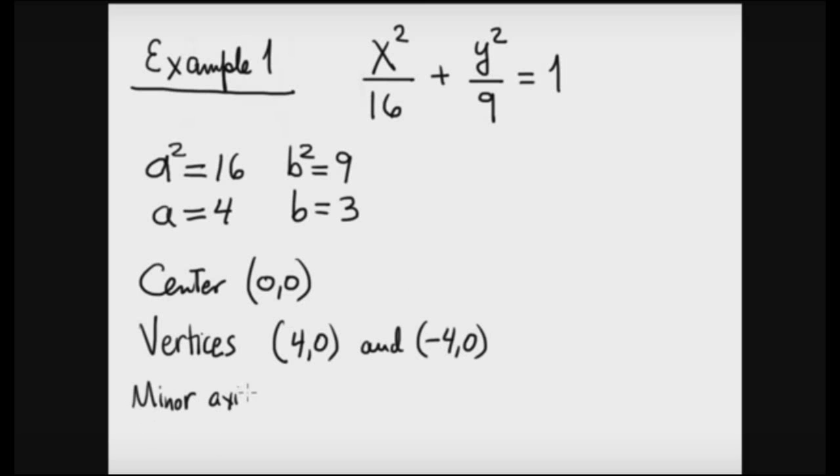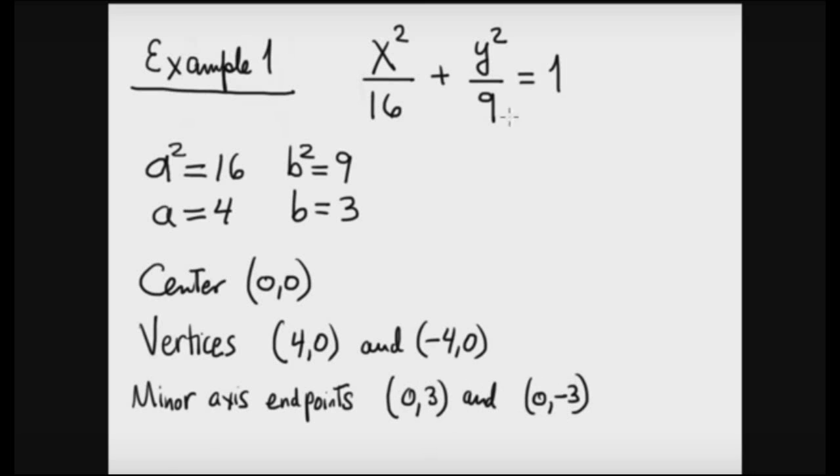The endpoint of the minor axis is 0, 3 and 0, -3 because b is 3.